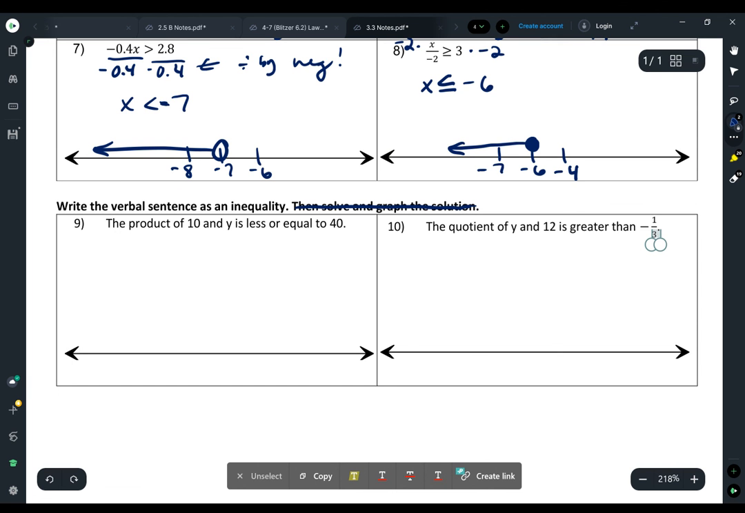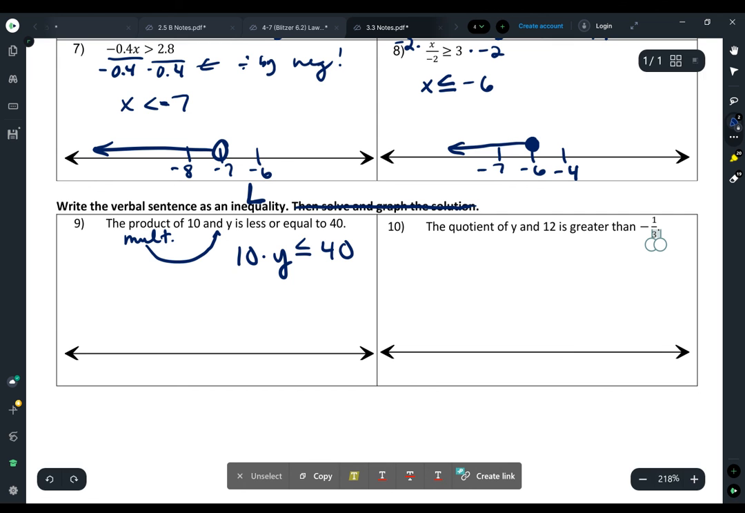So here it says the product. Product means multiply. Of tells me something's coming, and then the and is where that multiplication symbol goes. So this will be 10 times y, less than or equal to. Remember, less than is like an L kind of. You make it with your left hand, so less than or equal to, and the number 40.